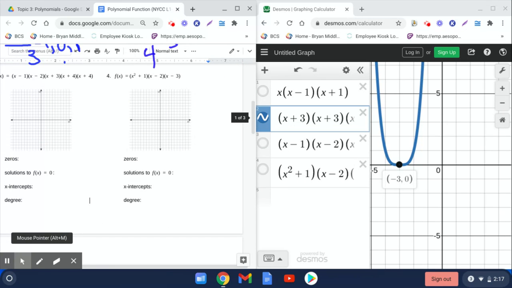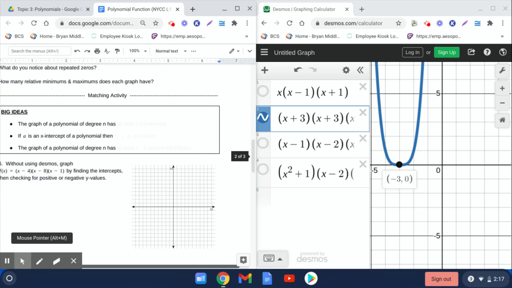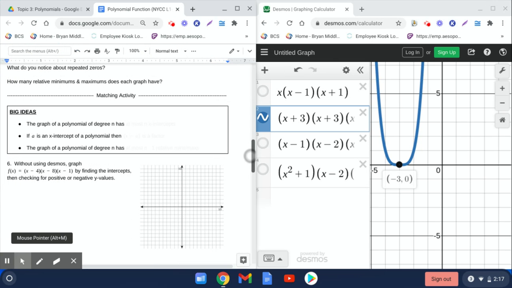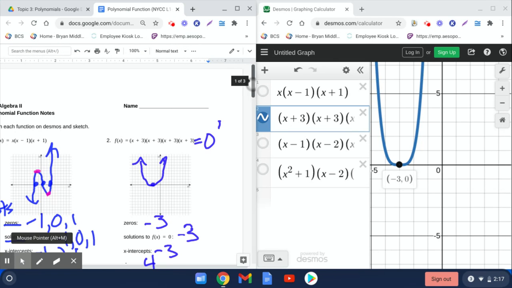There it is. All right. Oh, scrolling is getting the better of me. We'll try again, one more time.